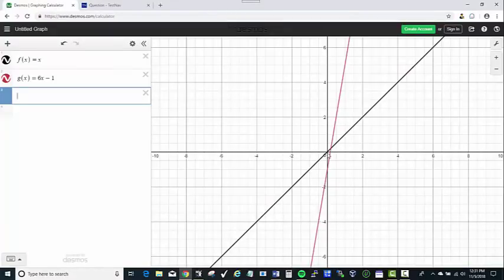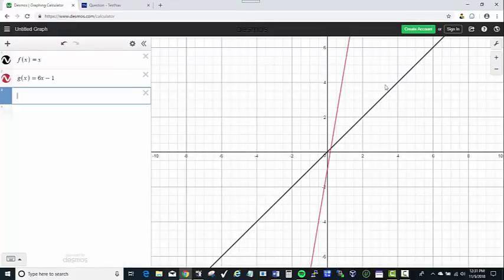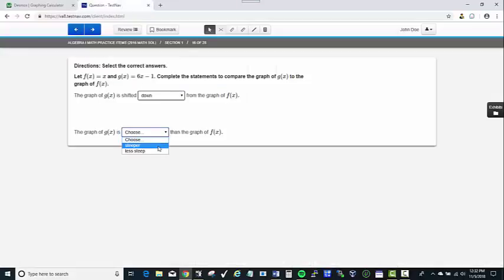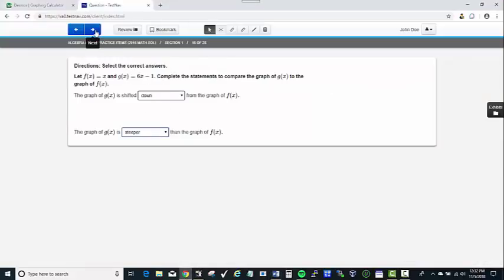Here, 0 is the intercept for f of x equals x. But negative 1 is the intercept for g of x. So that's shifted down. Then, is the graph of g of x steeper or less steep? Well, to see the way it's turned up, it is steeper than the other. So it's steeper. It's shifted down and it is steeper. Okay? Let's move on.